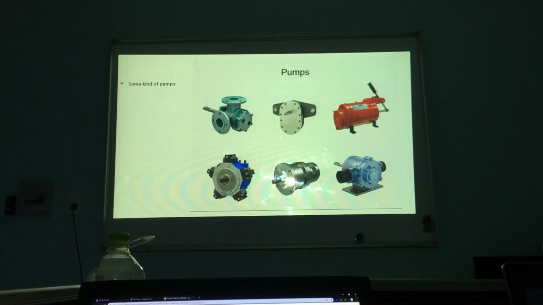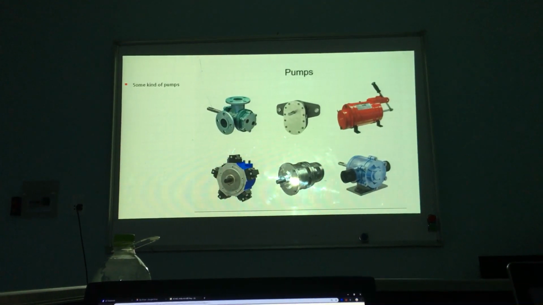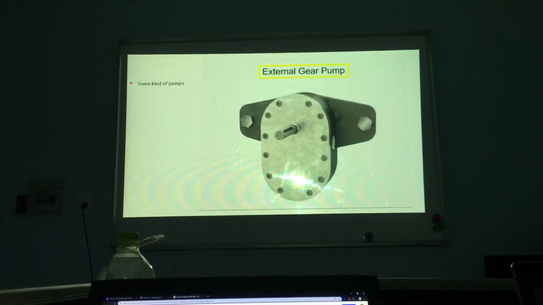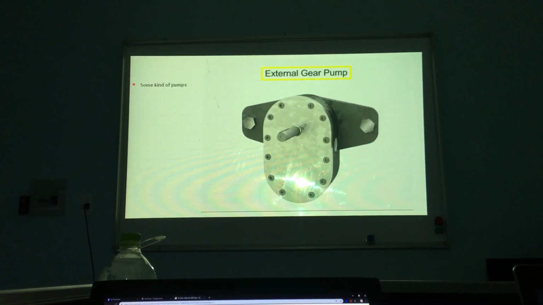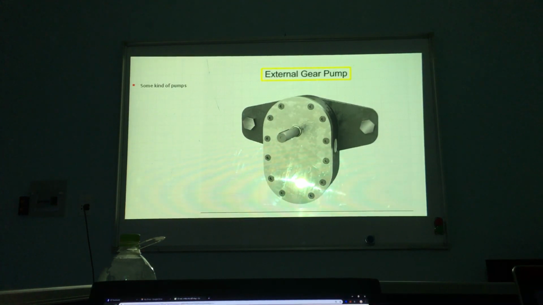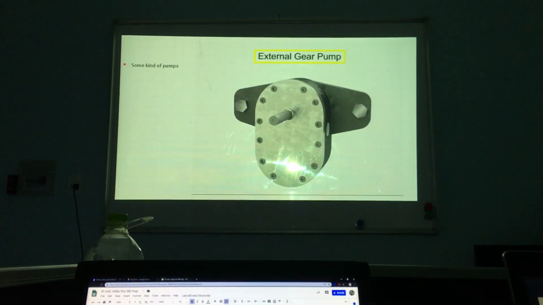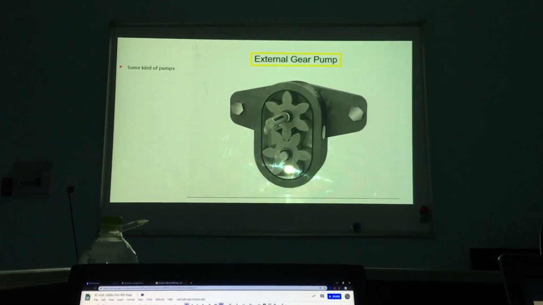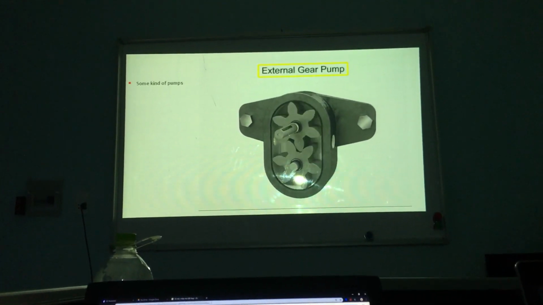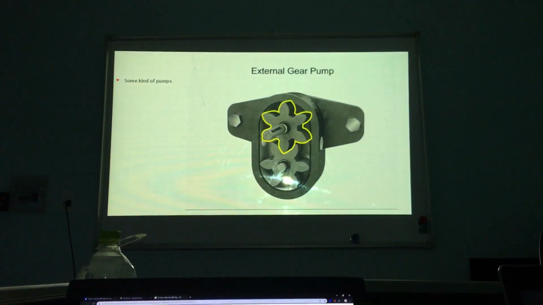We go to different kinds of pumps. Many different types of pumps exist to assist fluid movement in a variety of systems. An external gear pump uses two gears rotating against each other to provide fluid movement.